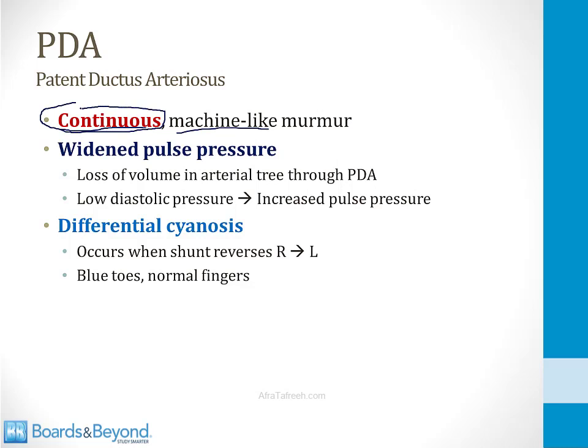Most murmurs that are caused by defects within the heart are either systolic or diastolic. A PDA is different because the defect is outside of the heart between the PA and the aorta. It causes a continuous murmur that is heard in both systole and diastole. In addition, a PDA is one of the classic causes of a widened pulse pressure. There is loss of volume in the arterial tree through the PDA. This leads to a low diastolic pressure and increased pulse pressure.